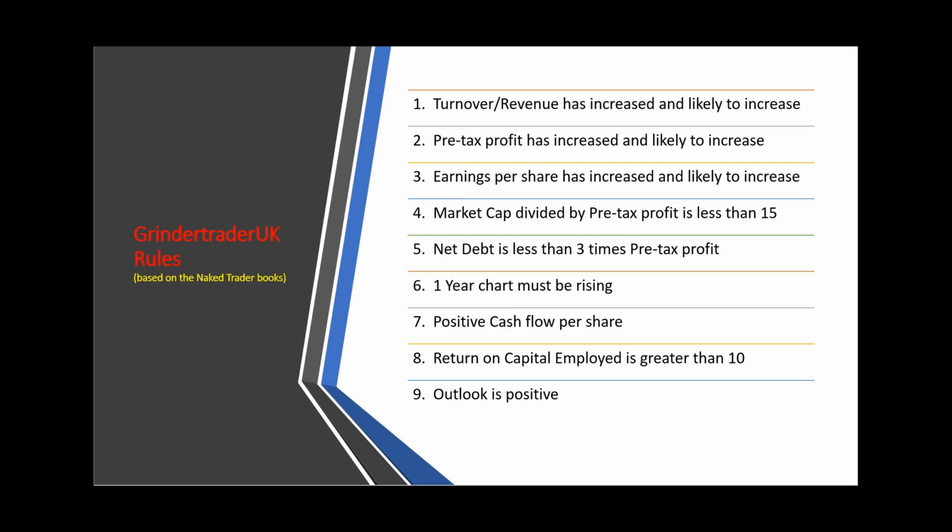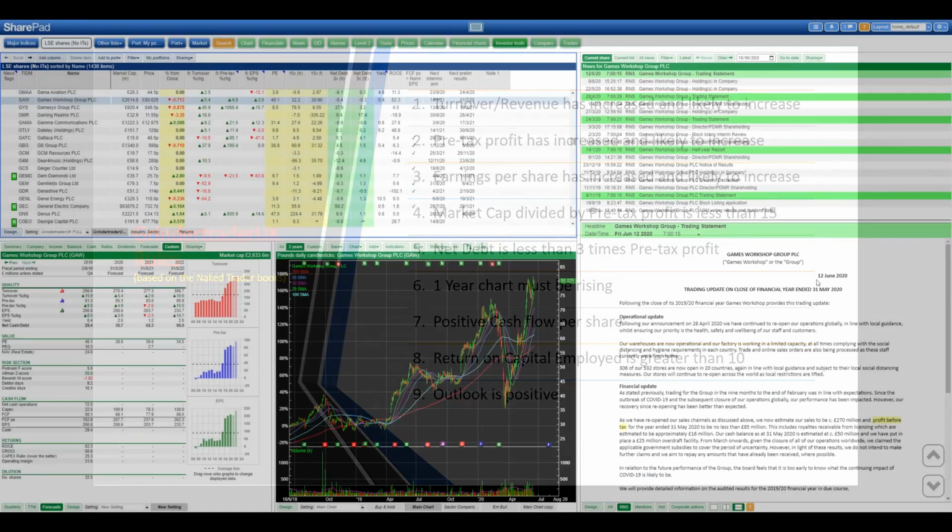And then some extra bits is your positive cash flow per share. I'll show you that as well. And return on capital employed has got to be more than 10. Again, this is more to do with balance sheet strength. The cash flow statement, we've got to just make sure that there is a good flow of cash going through the company and it's positive. So they're not borrowing more than they're earning on a really basic level. And the outlook is positive. And this is the outlook from trading statements.